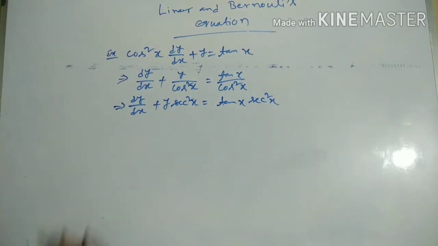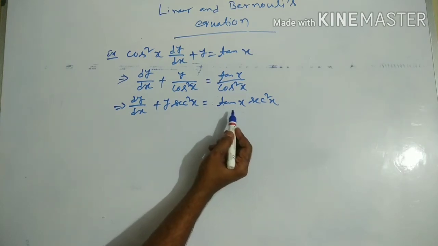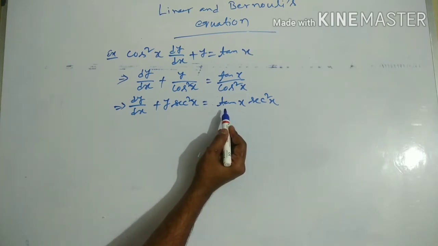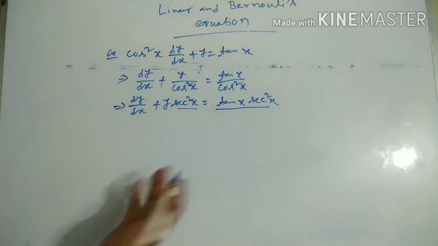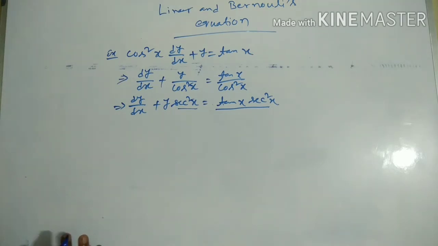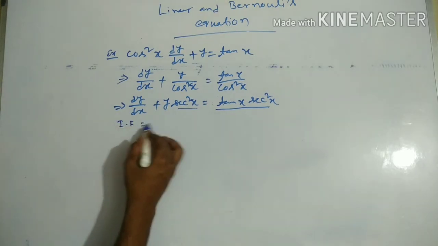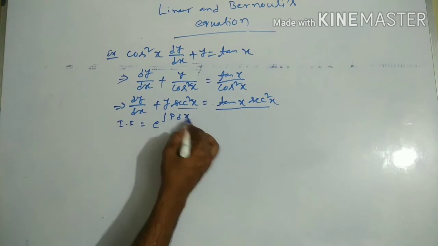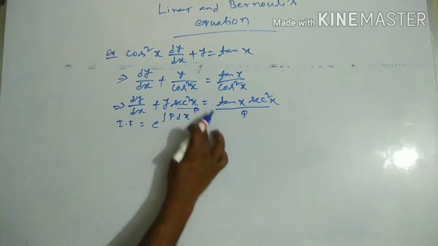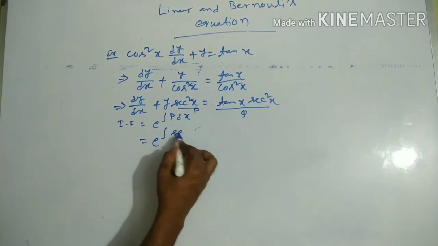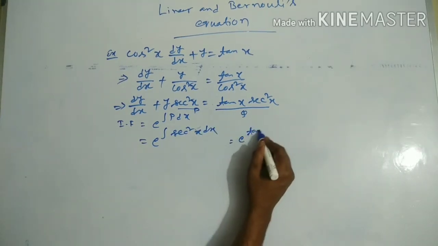Now see that this is in the general form dy/dx + py = q, where I told you that p and q are functions of x or constant. Here see that p is sec square x and q is tan x sec square x. Both are functions of x. So this is a linear equation, linear in x. So integrating factor will be e to the power integration p dx, where p is sec square x. So e to the power integration sec square x dx, and this will be equal to e to the power tan x.